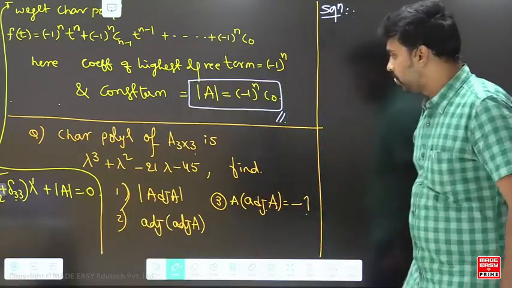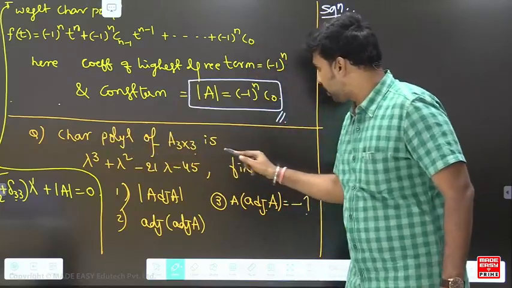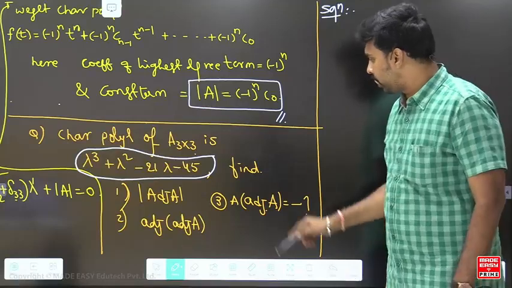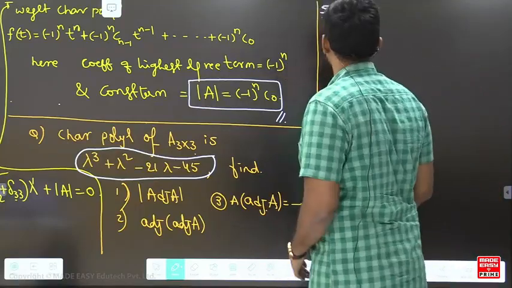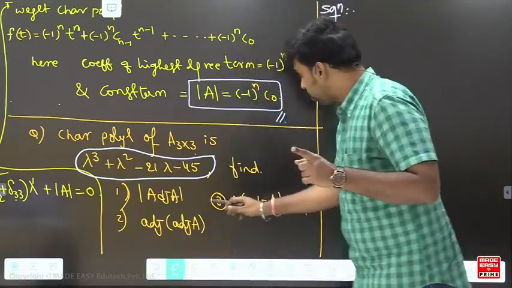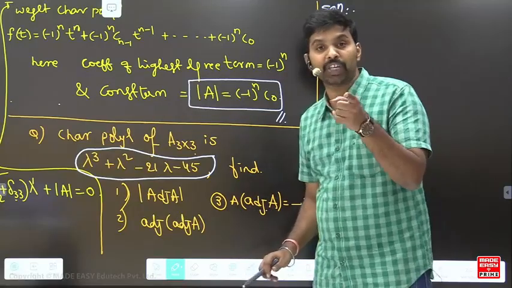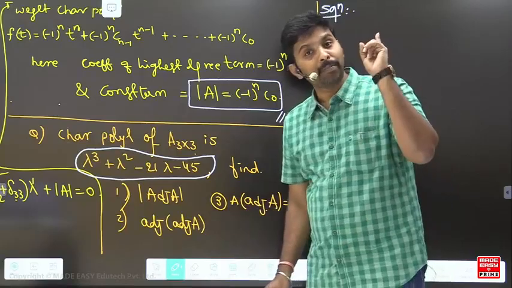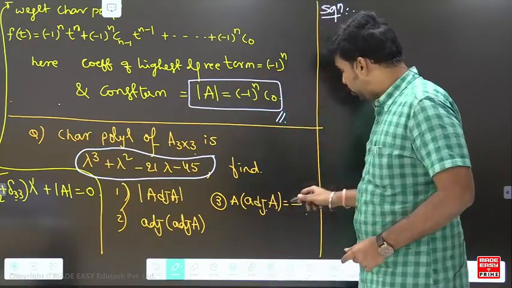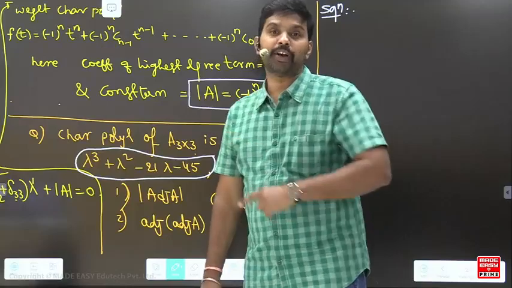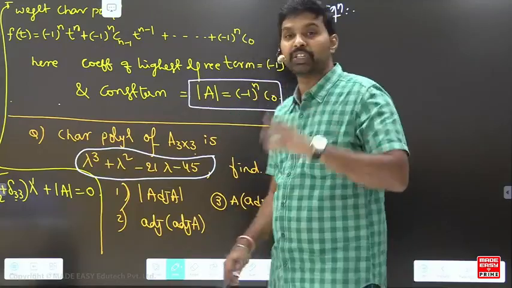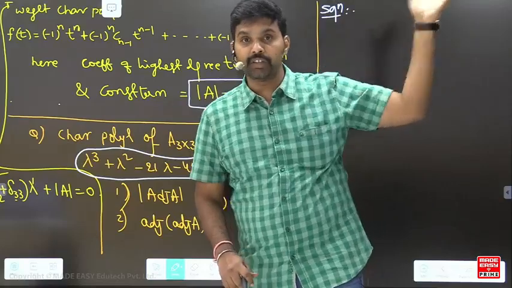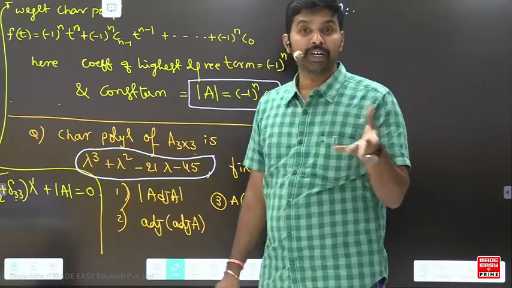Now let's see this. The characteristic polynomial of a 3 by 3 matrix is given, and he is asking for the mod of adjoint of A. You know that the determinant of the adjoint of A is given by determinant of A. Also, A into adjoint of A is given by determinant of A. So all these three are given by determinant of A, by using the property of determinants.